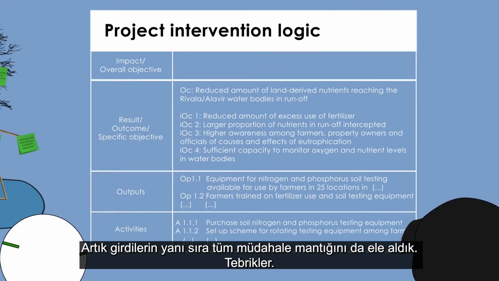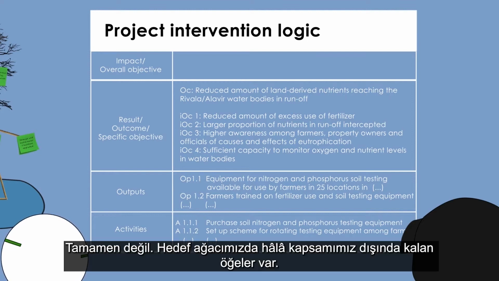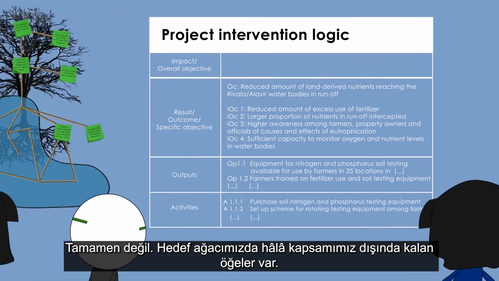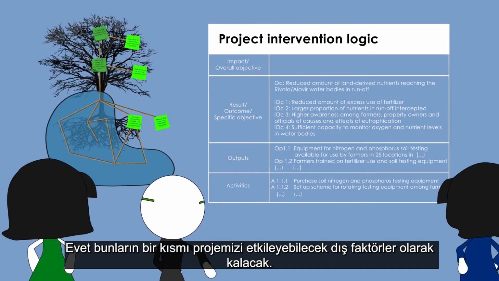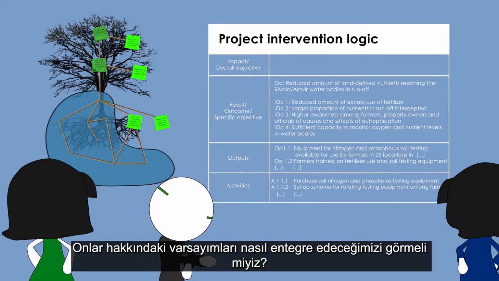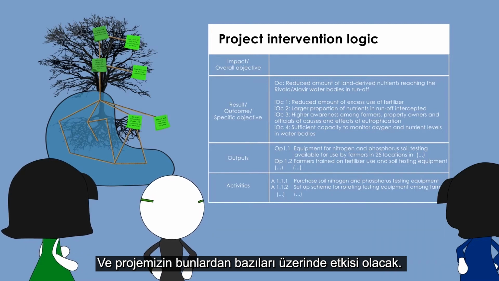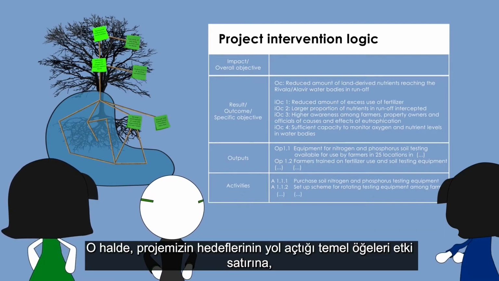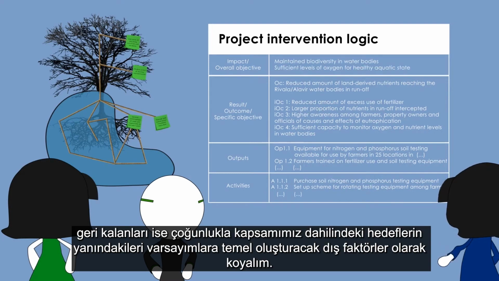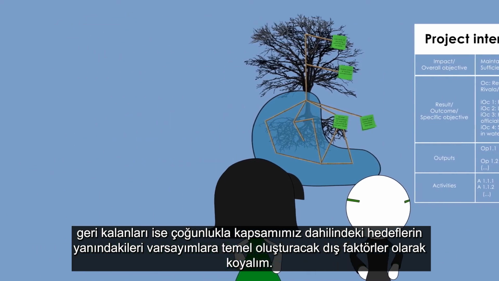So now we've covered the whole intervention logic as well as the inputs. Well done. Well, not completely. We'll still have the items in our objective tree that are out of our scope. Ah, yes. Some of them will remain as external factors that may affect our project. Should we see how to integrate assumptions about them? And our project will have an impact on some of them. Indeed. So let's put the key items that our project's objectives lead to in the impact row, and the rest, mostly those next to the objectives within our scope, as external factors on which to base assumptions.